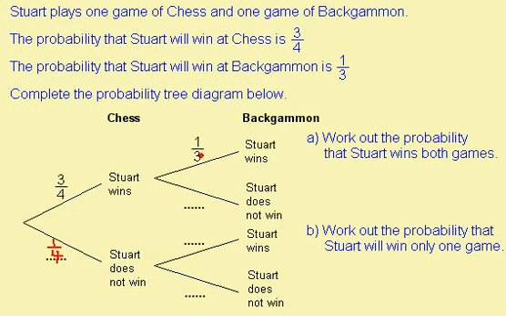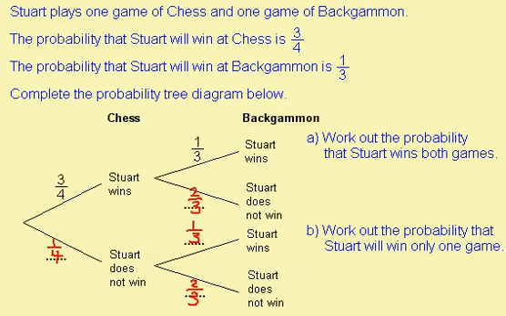Because the probabilities have to add up to 1, the probability that Stuart does not win a game of backgammon must be 2/3. This branch here is still Stuart winning backgammon or Stuart not winning backgammon, so the probabilities need to be the same, 1/3 and 2/3.